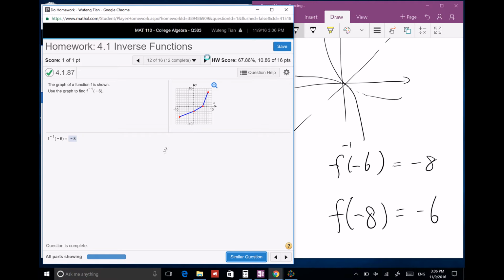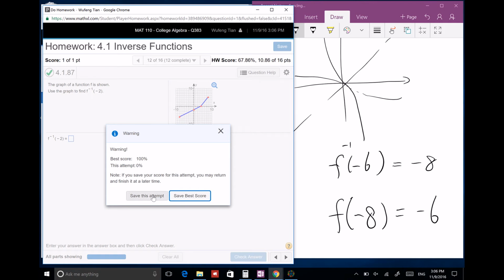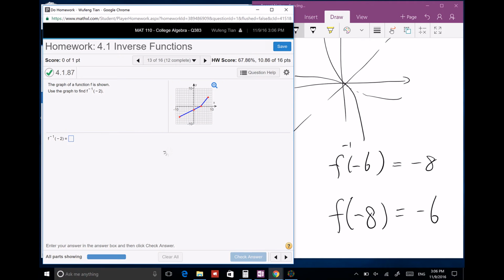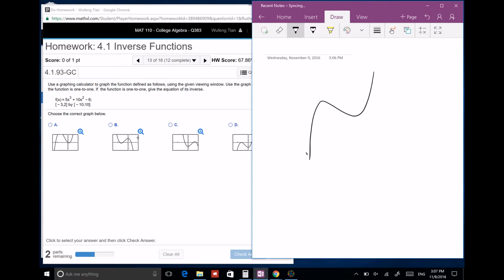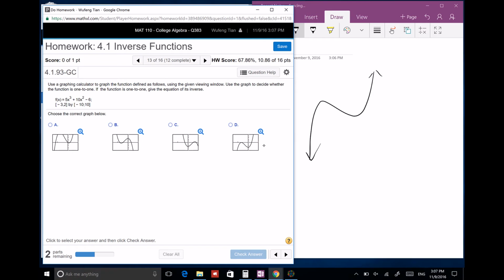Oh, next question. Okay, it's actually a pretty simple one, right? So choose the graph of this one. You can use the graphing calculator. I think these two are wrong because it should be like this way. So we can see which one is right. When x equals 0, it is negative 6. I think this one is right.